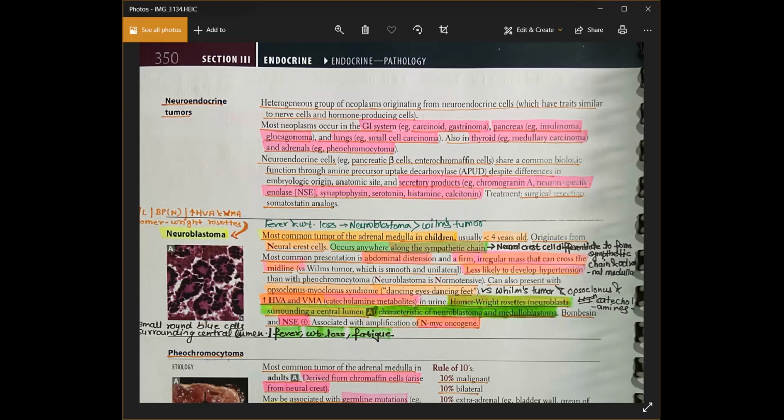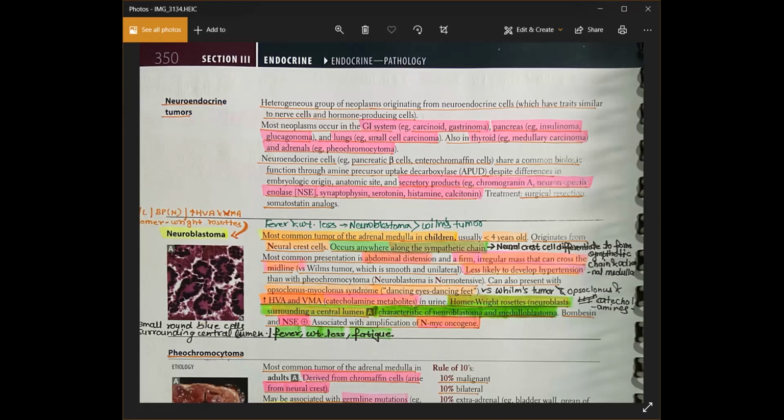In the pancreas, the insulinoma and the glucagonoma, which are the insulin and glucagon releasing tumors, are examples of neuroendocrine tumor. Then you reach your adrenals. In the adrenals, the pheochromocytoma, and you can say the neuroblastoma also. These are all examples of neuroendocrine tumor.